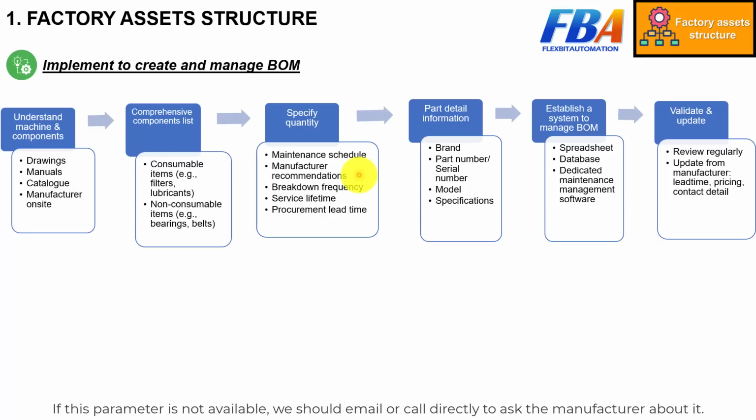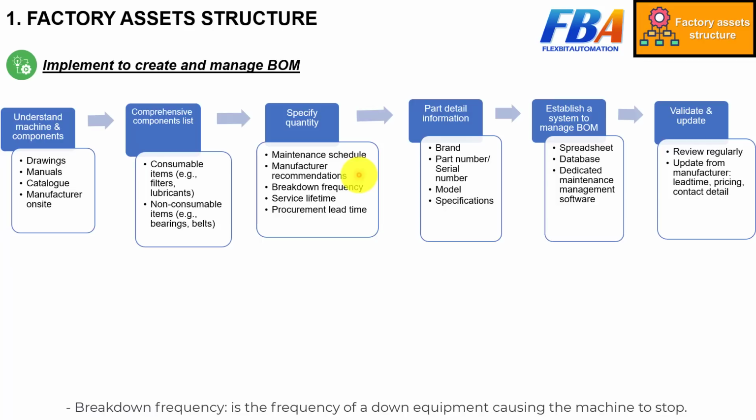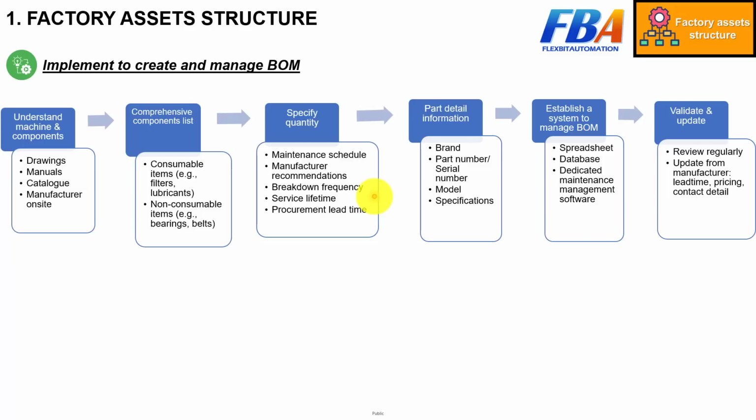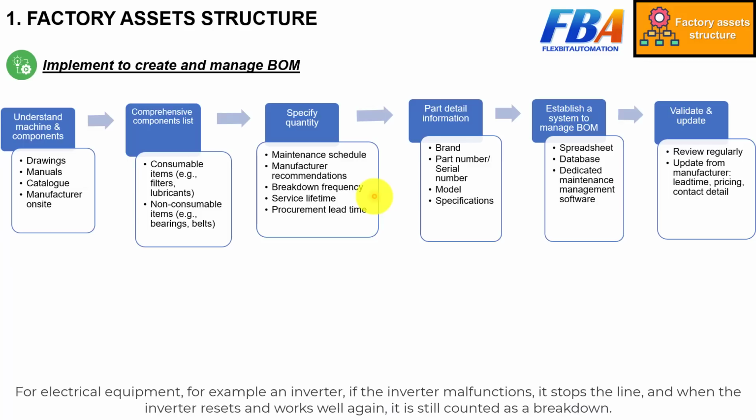If this parameter is not available, we should email or call directly to ask the manufacturer about it. And the next one is breakdown frequencies. Let's see the frequency of the down equipment that causes the machine to stop. This can be non-functioning equipment that can be repaired or completely broken.